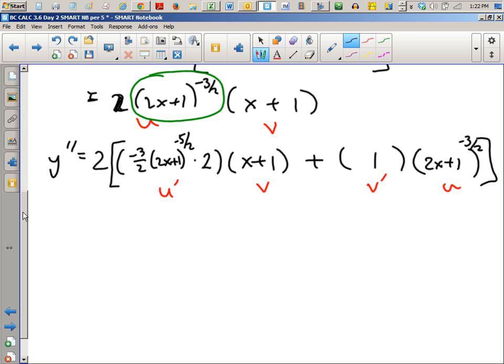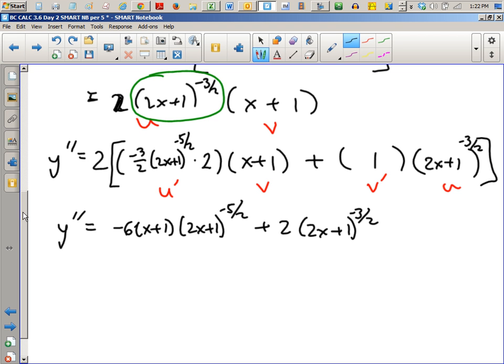Okay, so let's go ahead and clean this up a little bit. So we have y double prime equals negative 6 times x plus 1 times 2x plus 1 to the minus 5/2, and then plus 2 times 2x plus 1 to the negative 3/2. I went ahead and redistributed the 2 and tried to make it look kind of nicer. You can figure that out later.